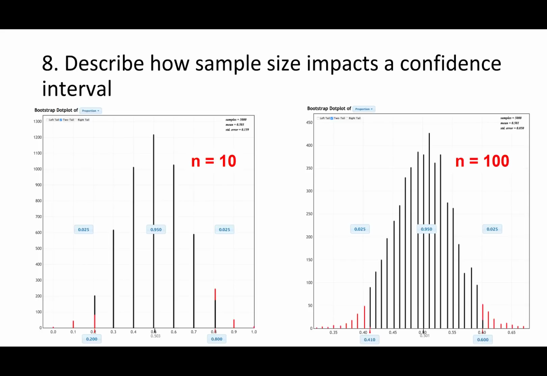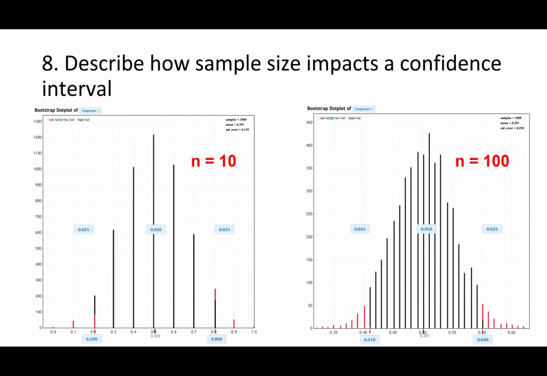Both of these graphs were made with a sample proportion of 0.5. On the left, n equals 10. On the right, n equals 100. In each case, the mean of the bootstrap sampling distribution is close to the original sample proportion of 0.5. The standard errors are quite different.